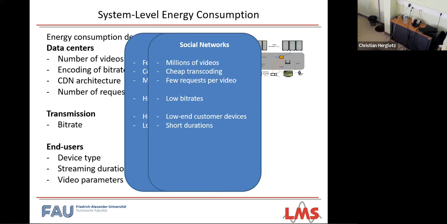We will probably have low bit rates, and in quality of experience research they found out that the quality is actually not important at all in such videos. People don't care. You will have low-end customer devices. Well, I mean not bad smartphones, but smartphones. So not a big TV, but tiny things that you can quickly use. And the famous 15-second short durations to keep attention, of course.